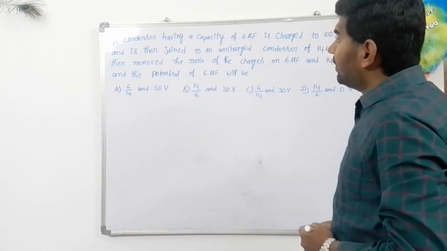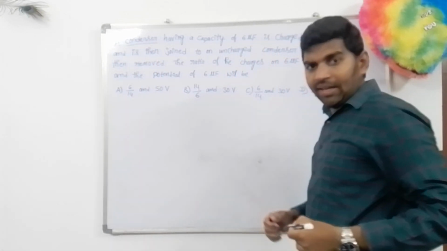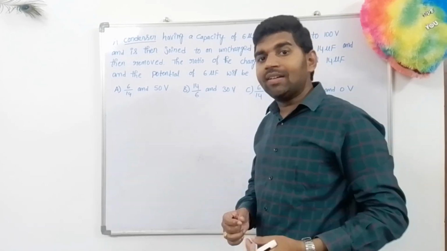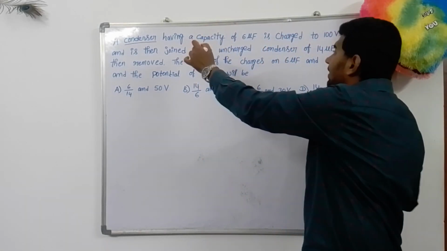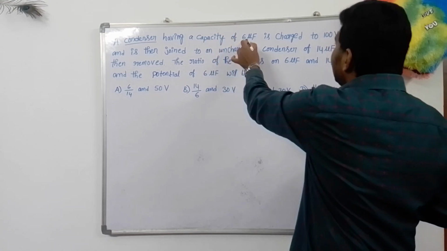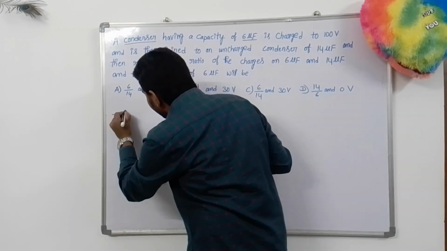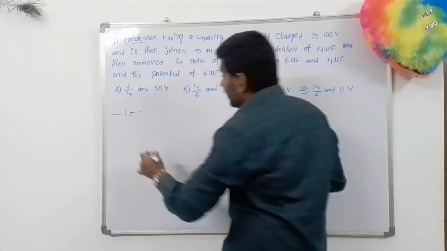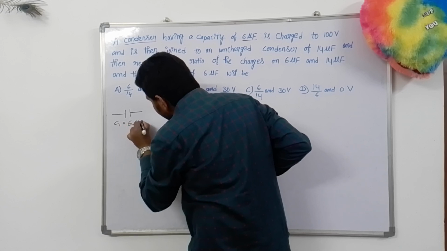Today we are going to solve this problem. A condenser. First, what is meant by condenser? Condenser is nothing but capacitor. Capacitor and condenser both are same. Remember, here a condenser having a capacity of 6 microfarads. They are given one capacitor having the capacitance, let us assume C1, already given 6 microfarad.